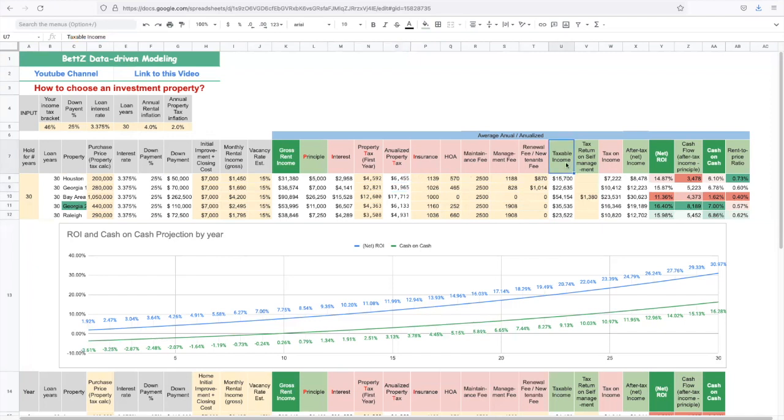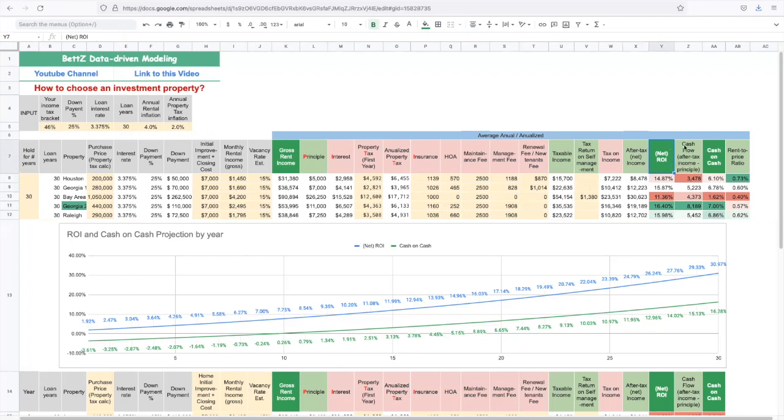Now let's look at the most important part. Start with taxable income. It is straightforward. Basically, it is the annual gross rent income minus all the costs. And that minus tax on the taxable income is your after-tax income. And of course, we need to add back the tax return on the self-management fee, if there is any. With this after-tax net income, we have our first key result, net ROI.